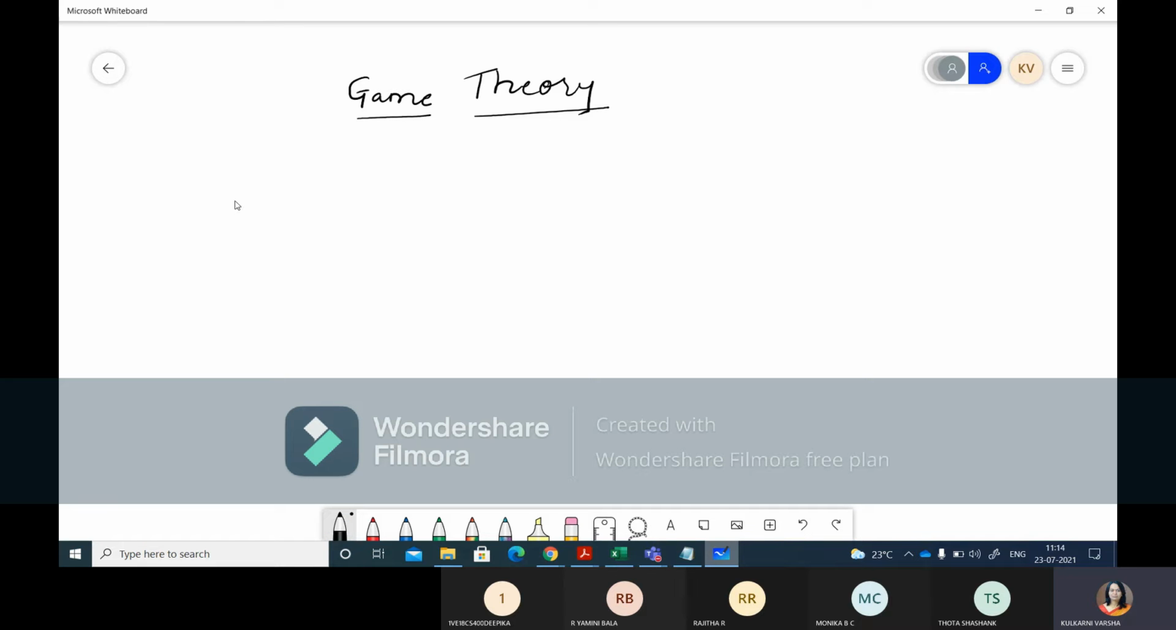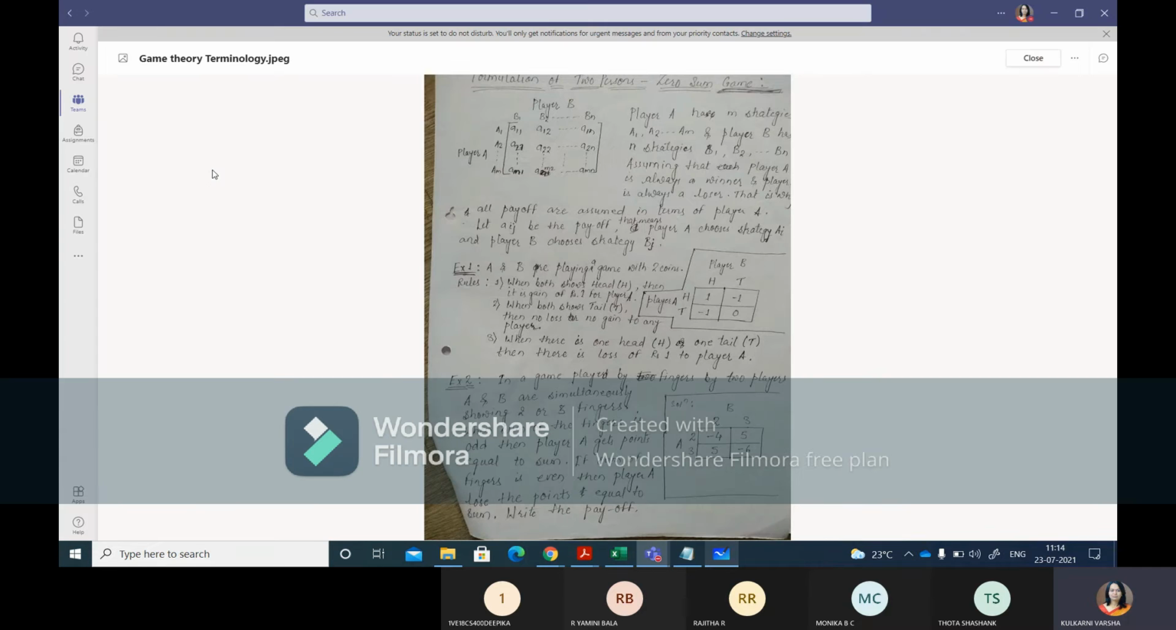Okay, so we have seen that, we go with the first example. It is saying that there are two players A and B playing the game with 2 coins. Okay, listen carefully. There are player A and player B who are playing the game with 2 coins.